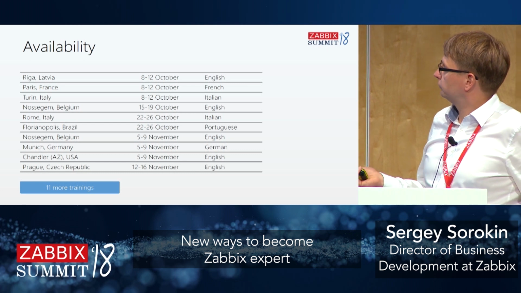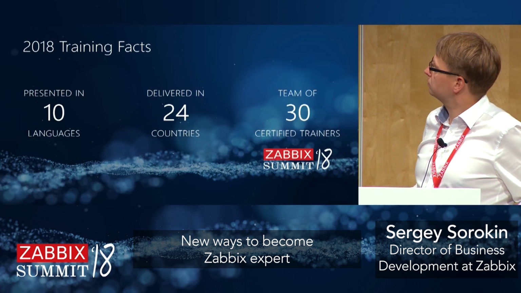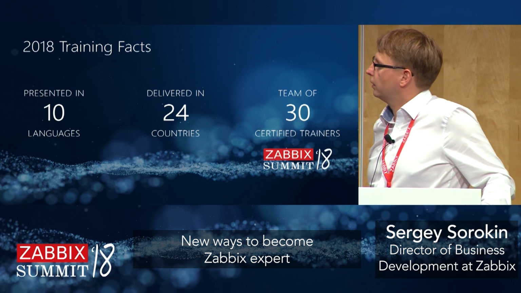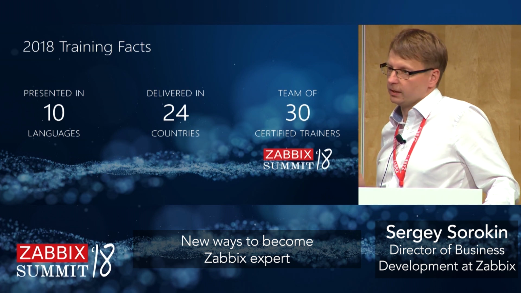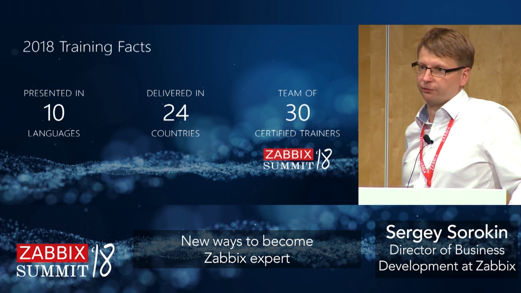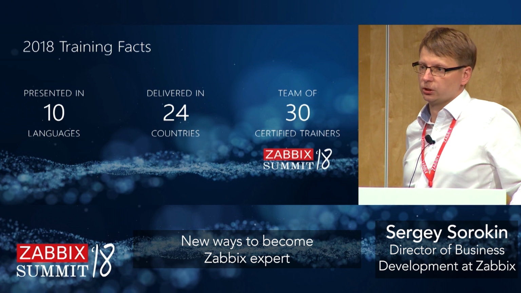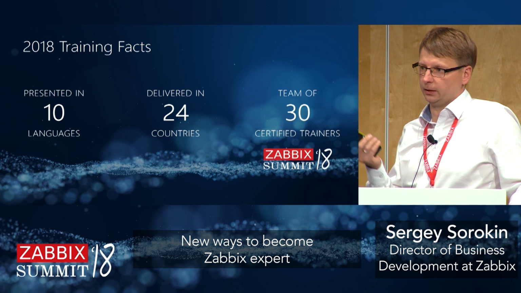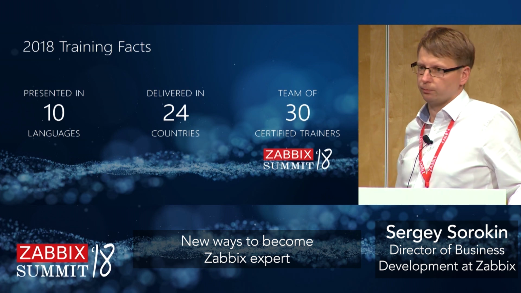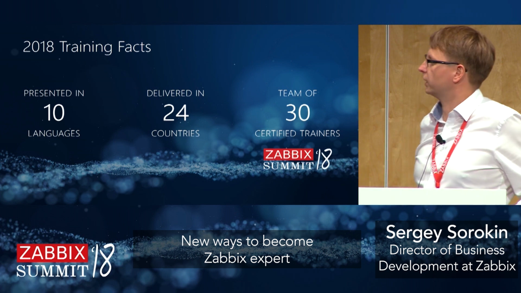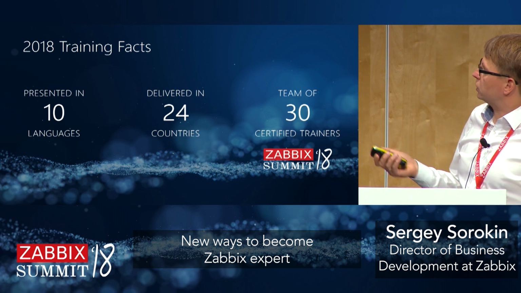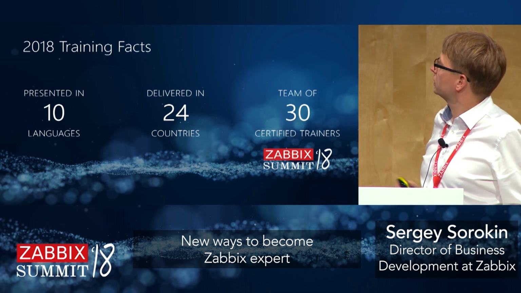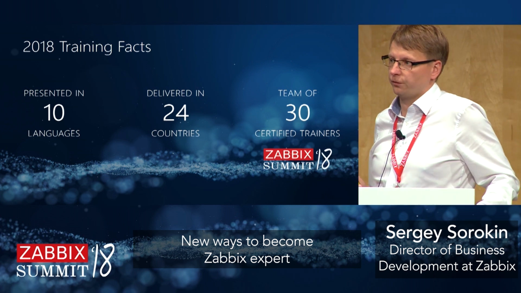And if we're talking about some facts, Zabbix training during 2018 was delivered in 10 different languages. So it's not only English. It's Portuguese, Spanish, German, French, Italian, Japanese, Russian. OK, I won't count everything. We delivered training in 2018 in 24 countries. And the current Zabbix certified trainer team counts 30 people.